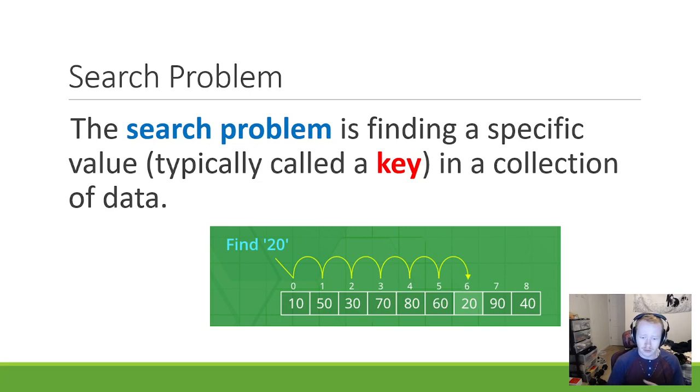So search algorithms, they're more or less just trying to find a needle in a haystack. The search problem is finding a specific value, usually called a key, in a collection of data. This collection can be a linked list, an array, just some sort of data. So on screen, we are trying to find the number 20. We are going to check the array at 0, 1, 2, 3, 4, 5, and 6 until we find it at array of 6.